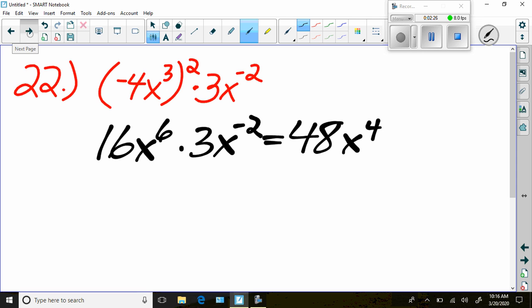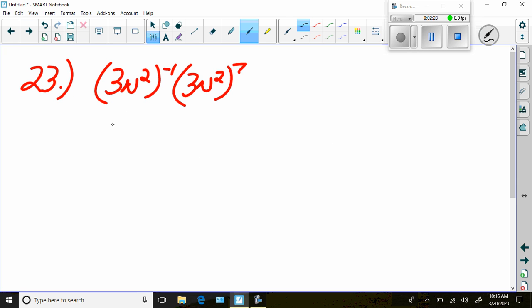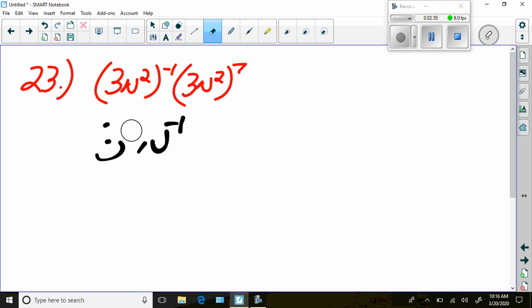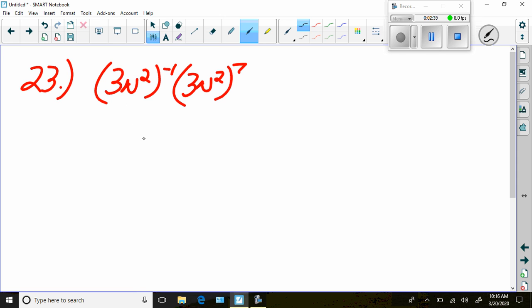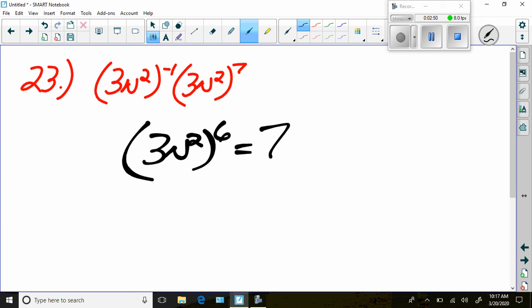Next one. Number 23, this would be 3 to the negative 1, n to the negative 1. Oh, wait, I don't need to do that. These two parentheses match. It's 3n squared to the 6. Well, 3 times 3 times 3 times 3 times 3 times 3 is 729 n to the 12th. I like that way much better.